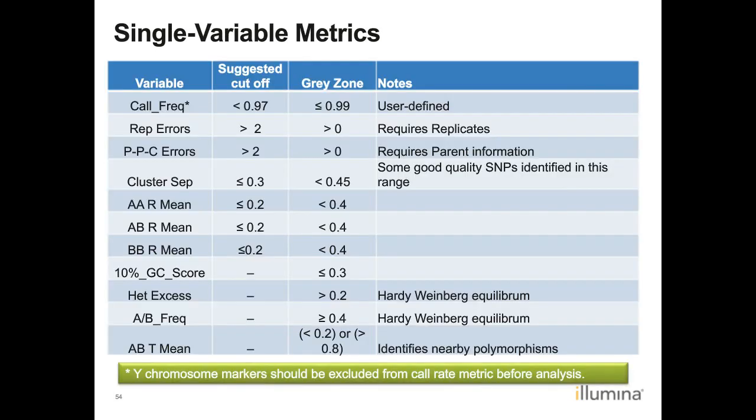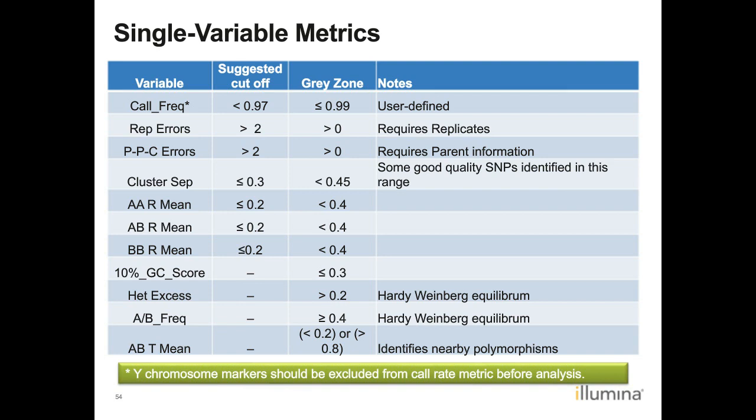There are several metrics, as I mentioned, that are included in the GenomeStudio project data. The most useful for me is the call frequency. If you go to the SNP table, the call frequency will tell you the percentage of samples that yielded genotypes. So what you want to do is look for any SNP assays that have poor call frequencies. We do have a suggested cutoff of less than 97%. Anything less than 97%, if you create a filter for that, you'll be able to highlight SNPs that have less than ideal call frequencies.